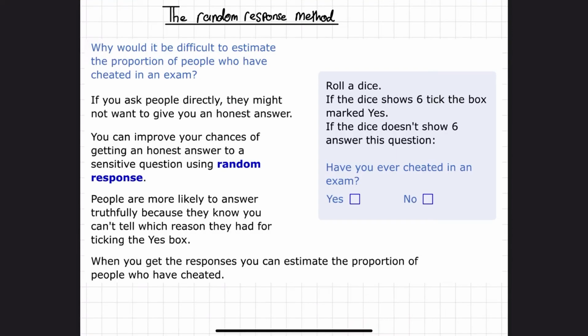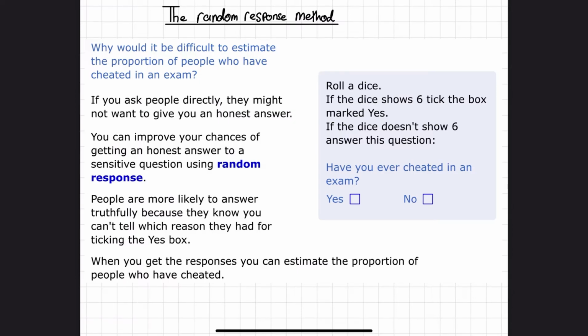Okay, so let's look at the random response method for questionnaires. Random response methods are basically a way of getting people to be honest when you ask them sensitive questions, like, have you ever cheated on a partner? Have you ever cheated on a test? Have you ever gone to a country illegally? Have you ever avoided tax? Stuff like that. Questions that you don't want to answer truthfully because it might get you into trouble.